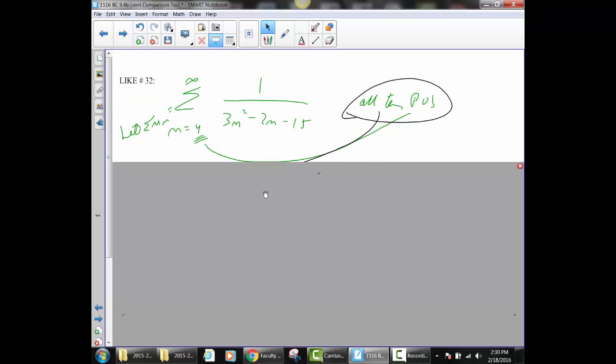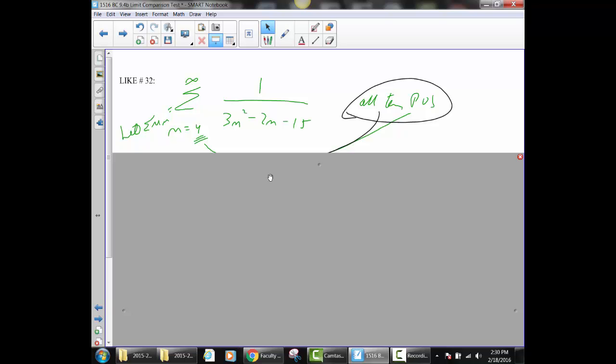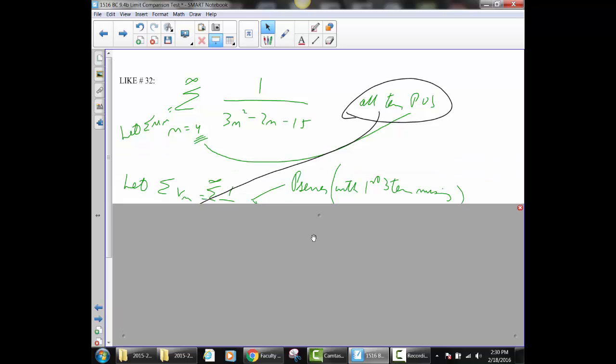Okay, so here's another one like number 32. It's telling you to use the limit comparison test. So again, notice this starts at 4. Main reason being if it started at anything smaller than that, it would be a negative. And we can only use limit comparison test on series of positive terms. So they are all positive.